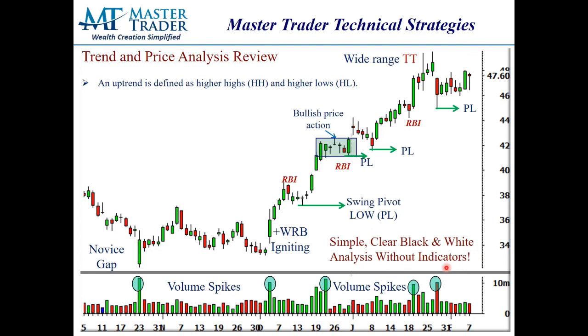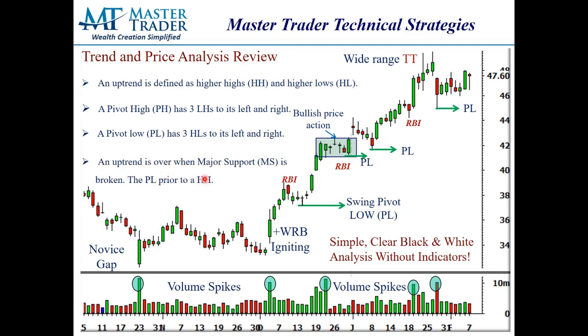It says without indicators, and we're looking at this volume here as it's happening, and we're putting together the candlestick concepts and following the trend and our candles and such. Really black and white. Pivot highs have 3 lower high bars to the left and right. Pivot lows have 3 higher low bars to the left and the right. Uptrend is over when major support is broken, the pivot low prior to the higher high.